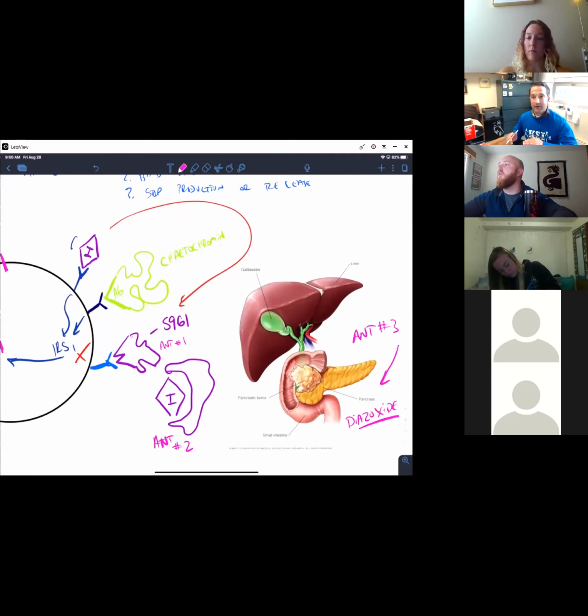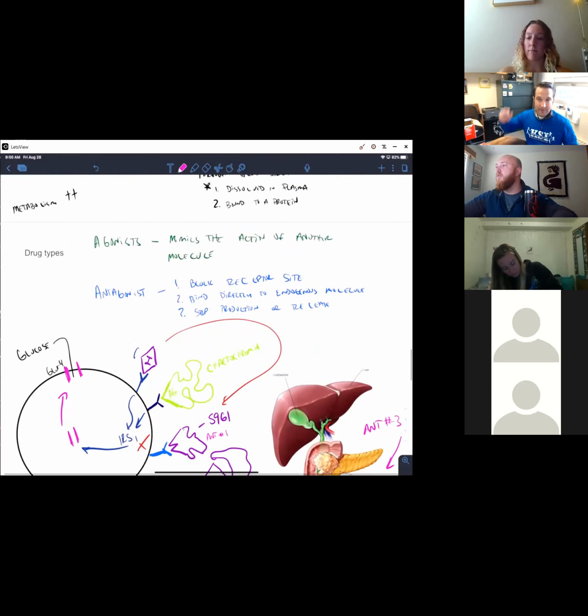So now you know the 2 types of drugs in general, agonists, antagonists. We're going to look at a bunch of drugs this semester that fall into both of these categories. And then within antagonists overall, we have ones that block the receptor site, that directly bind to the signaling molecule, and can stop the production or release of that signaling molecule in the first place.